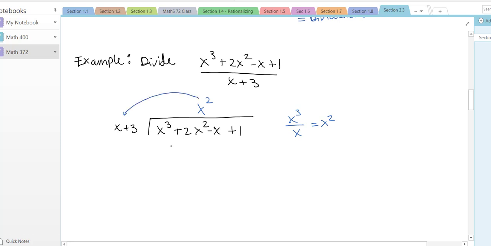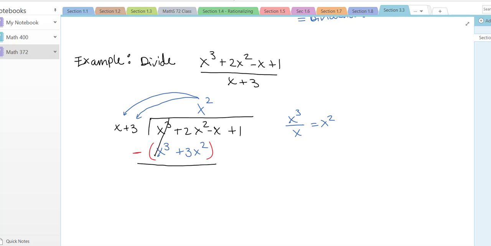And I multiply. So x squared times x is x cubed. We want the leading ones to match up so that when we subtract, they cancel. And then x squared times 3 is plus 3x squared. And just as with any long division problem, we subtract. So when you subtract, what happens? Then we get x cubed minus x cubed. These cancel. Distribute your negative.